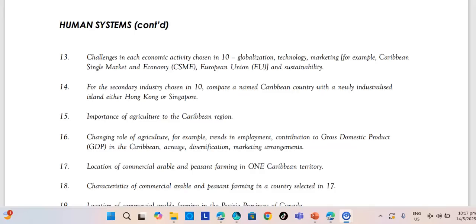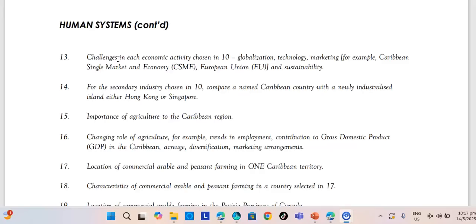Now, trade agreements. The Caribbean Single Market and Economy helps regional trade, but Caribbean goods face tough competition in the European Union and other global markets. Now, what are the secondary economic activities? For example, manufacturing and refining. Now, what are the challenges in secondary economic activities?